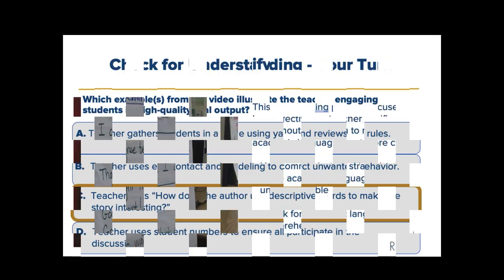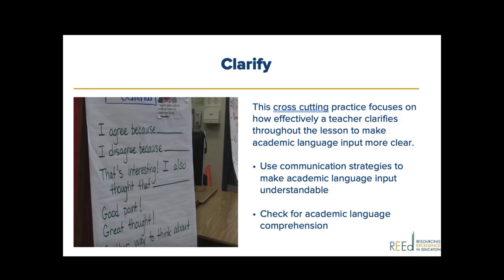We also see many examples of the cross-cutting practices from the Allies frame in this video. The practice of clarify focuses on how effectively a teacher clarifies throughout the lesson to make academic language input more clear. She checks for academic language comprehension. The teacher provided a sentence frames chart and repeated student responses to model and clarify academic language and appropriate response. Looking briefly at the other cross-cutting practices, the teacher models academic language and use of conversation skills and guides and facilitates academic language learning with questions.